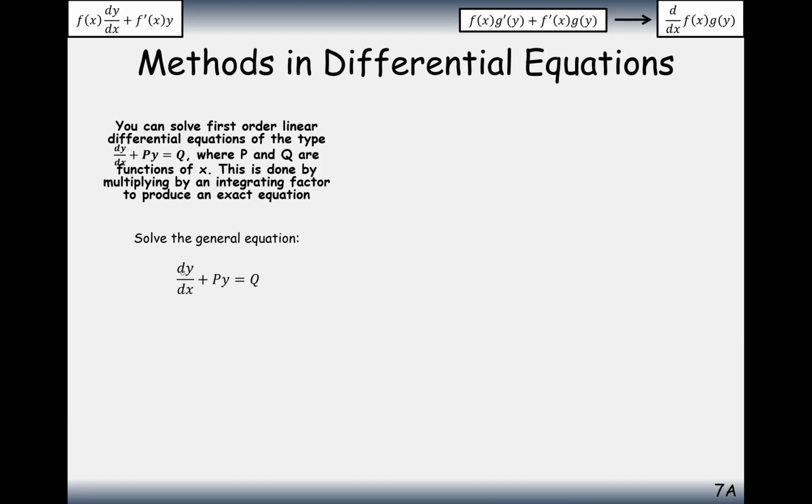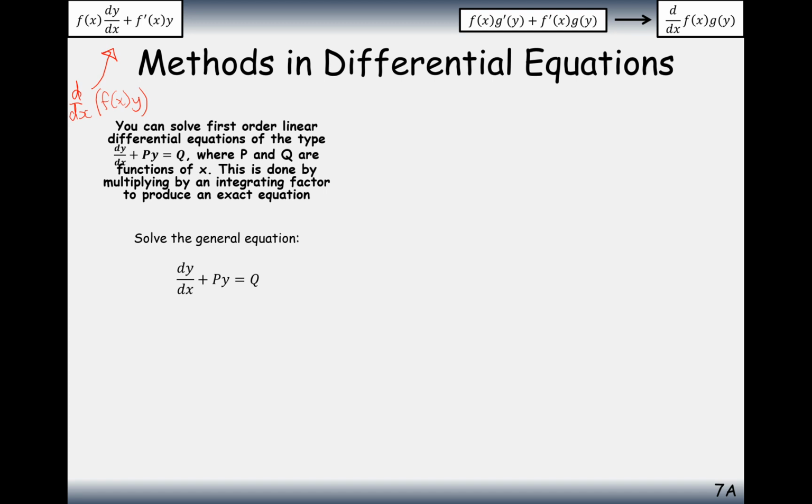Okay, can we now generalise this to solve an equation like dy by dx plus py equals q? Anything that was in front of dy by dx to start with is just divided through by that function. What we're looking to do is turn it into f of x times dy by dx plus the differential of f of x times y, because we can then simplify that to the derivative of f of x y.